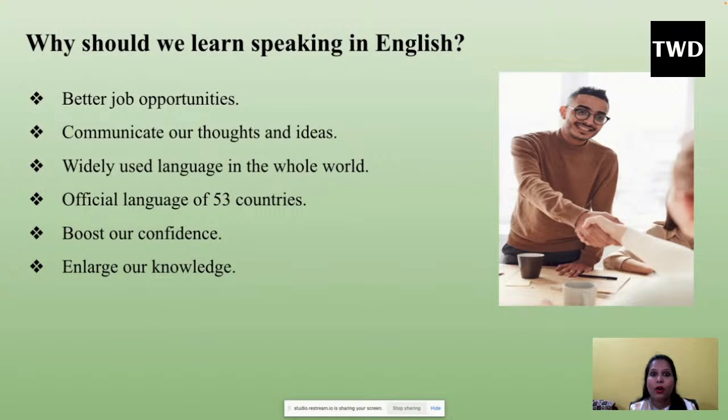Then it boosts our confidence. Have you ever seen people who know how to communicate in English? They are so confident, but there are people who don't know how to talk in English. They are not much confident. The moment they come to know they have to talk to somebody in English, they are so scared, isn't it? Even if you think about yourself, if you are not a good speaker, and somebody comes to you, say your client or your manager, and speaks in this language, you will get scared. Oh my god, I will not understand what this person is telling.